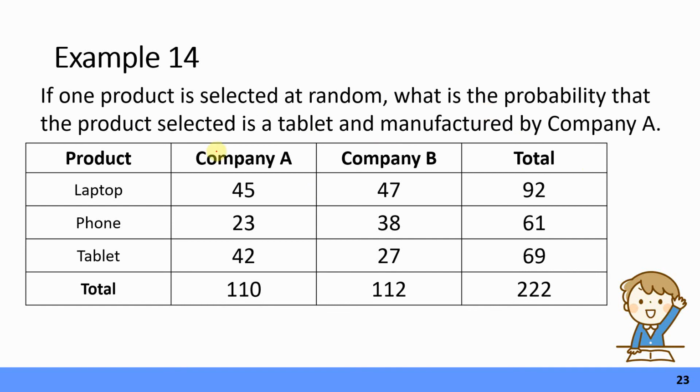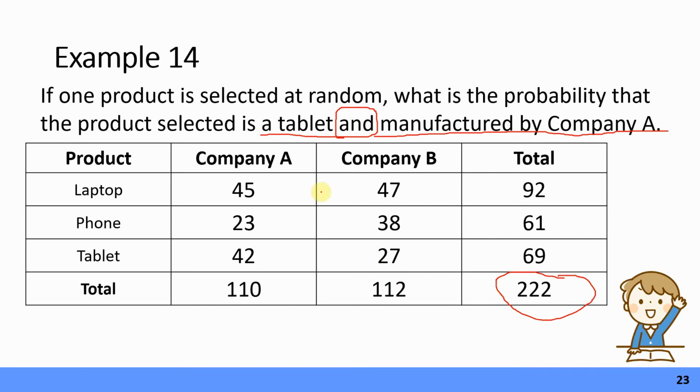What is the probability that the product selected is a tablet, and this word is back, and manufactured by company A? So let's start with the easy part. What's the total? We had already said earlier it was 222, so that's going to be my denominator. Now, how many tablets were manufactured by company A? So what number do you think that is? Tablets manufactured by company A.